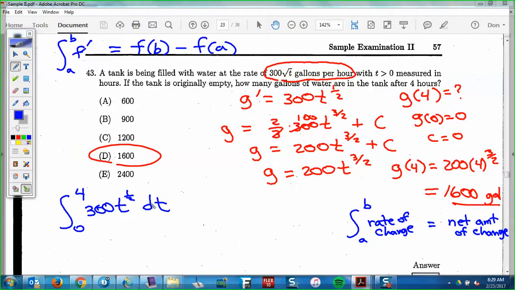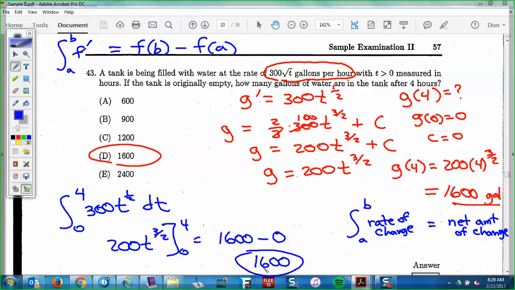And so let's do that. The antiderivative of this we found out is 200 t to the 3 halves, evaluated from 0 to 4. So we put in a 4, we get 1600. We put in a 0, we get 0. The net change was 1600. Now, but do you notice what it is? That's gallons at the end minus gallons at the beginning. That gave me the net amount of change.